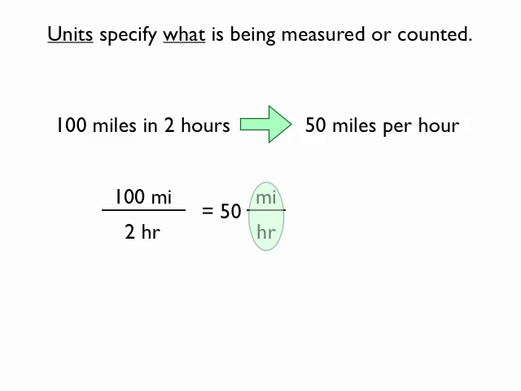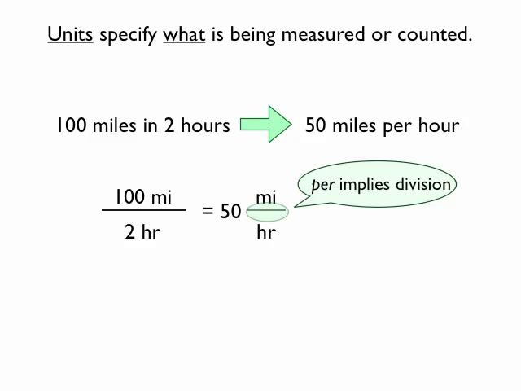4 key words are helpful in figuring out the units of a problem. Our example shows the first one already. Notice that we read miles divided by hours as miles per hour. In other words, per implies division. The word of usually implies multiplication.